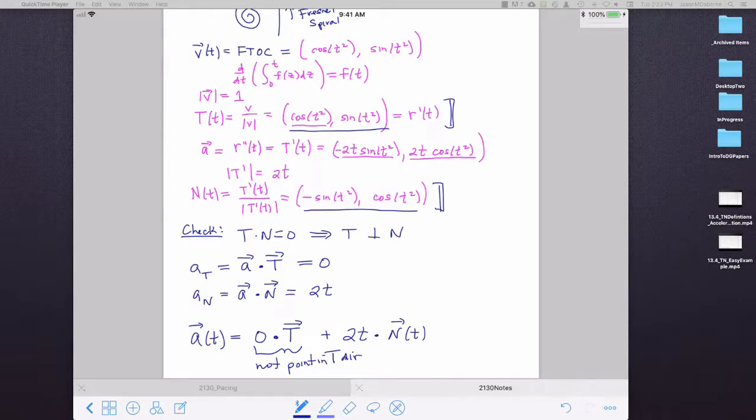What I see here, that a sub N is equal to 2t, is that your acceleration vector a of t gets longer the longer you follow the curve. Because N is a unit vector and its magnitude will just be 2t for the whole acceleration. So as t gets bigger, the number in front of the normal vector gets bigger, and so that means that the vector is getting longer.